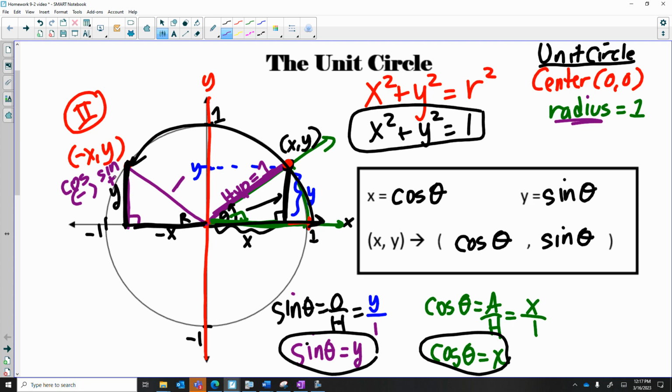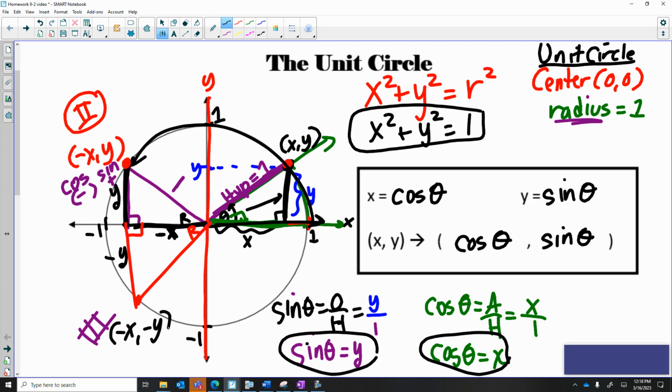Now let's rotate our angle or reflect our angle down into quadrant 3. In quadrant 3, my point here will go down to here. And here will be my triangle. Notice the reference angle now will move over to here. And we will have a negative x and a negative y because in quadrant 3, x is negative and y is negative. So therefore, x is cosine, so cosine is negative and sine is negative in quadrant 3.